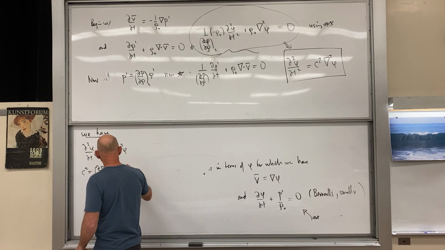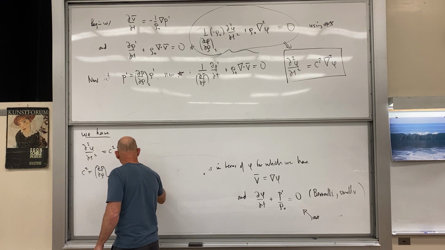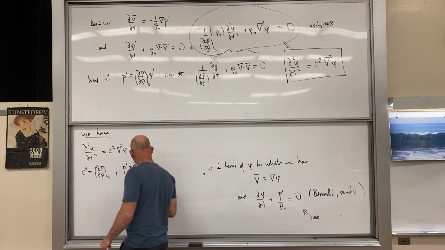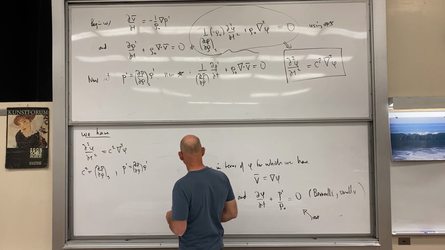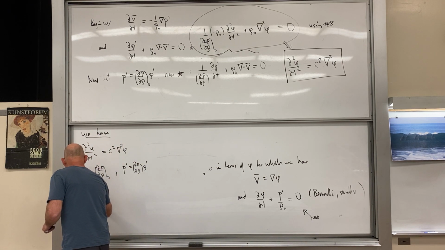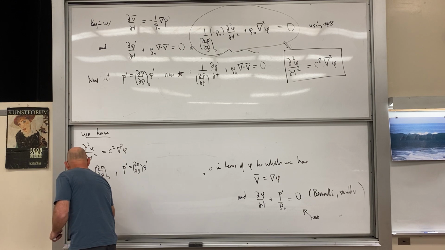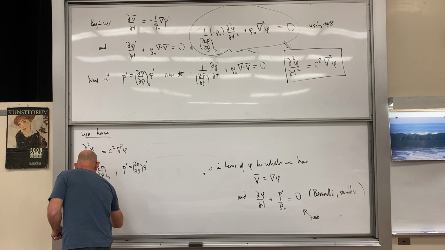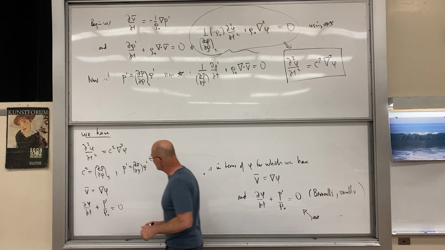Now we also have this: p prime is equal to dp d rho times rho prime. That's just to give us the densities of the pressures. Then we have v is equal to the gradient of phi. And finally, dp dt plus p prime over rho naught is equal to 0. Okay, so that relates all those quantities.